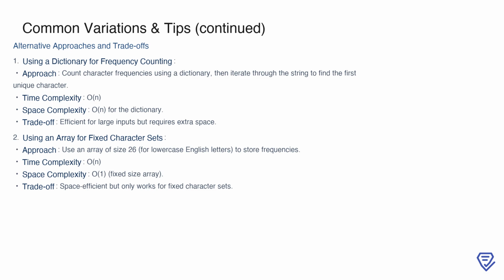Another approach is to use an array for fixed character sets. For instance, if the input is guaranteed to only include lowercase English letters, you can use an array of size 26 to store frequencies. This also has a time complexity of O(n), but the space complexity is reduced to O(1), since the array size is fixed. However, this method is less flexible and only works when the character set is predefined.